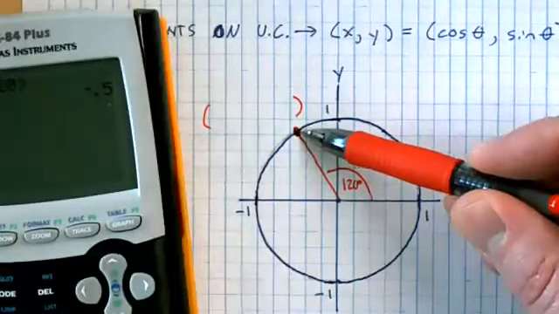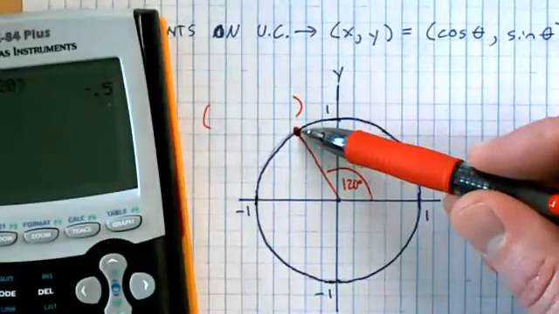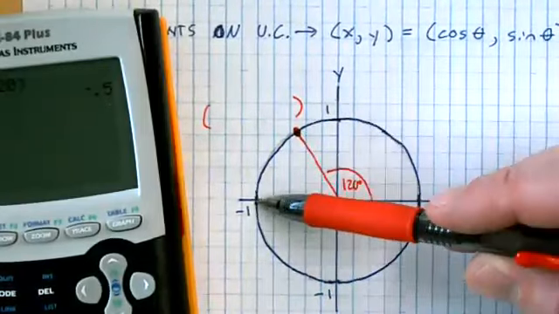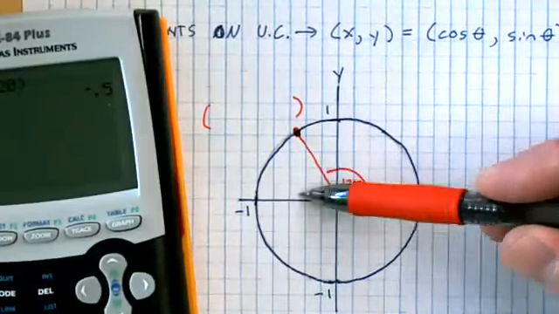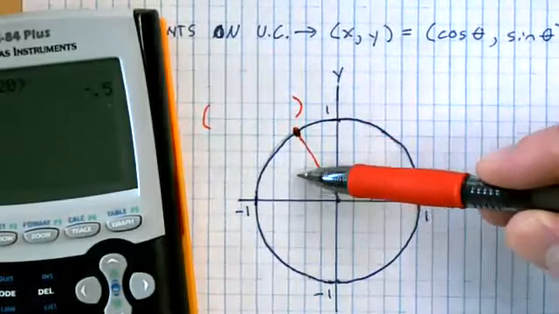What's the x coordinate of this point, roughly? It is negative a half, isn't it? This point that we drew at 120 degrees. The x coordinate of this point, right? Because here is 1. So this would be 0.2, 0.4, 0.6, 0.8. So it is about 0.5, isn't it? Negative 0.5.